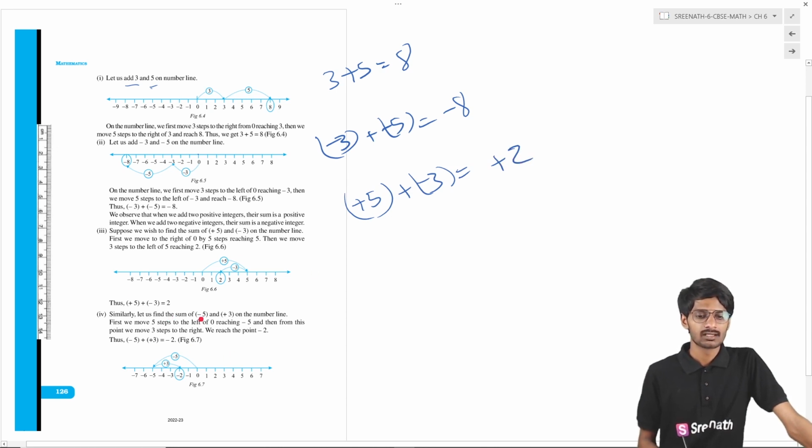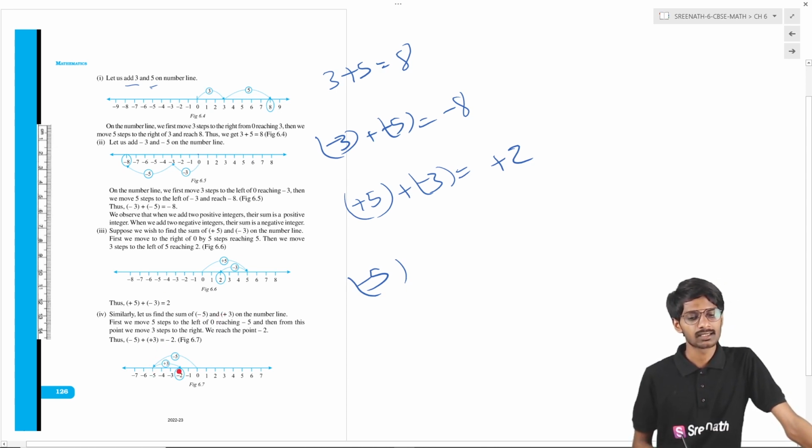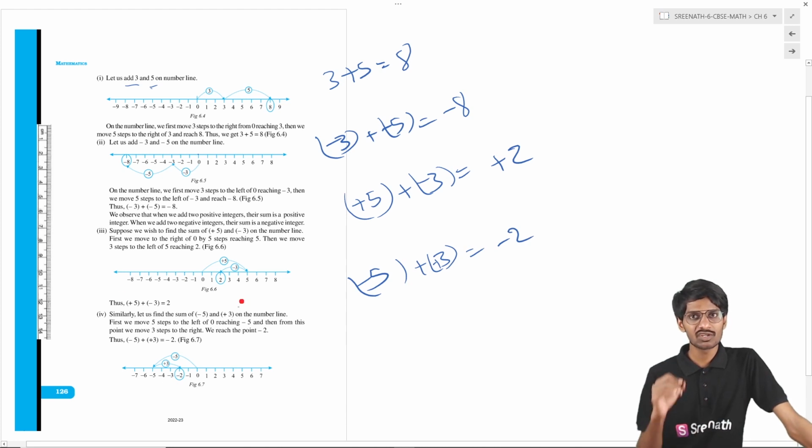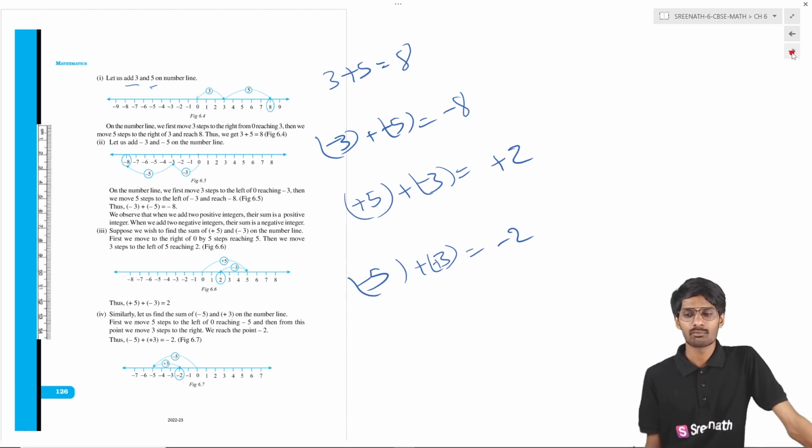So now again you have to move minus 3 and plus 4. You have to add minus 5. First minus 5, so from the origin you have to move towards the left to minus 5. After that there is a plus symbol, now plus 3. Now you have to move towards the right side. You will get minus 2. So plus 3, you are getting minus 2. Like that, students, in this way you have to add integers on the number line.